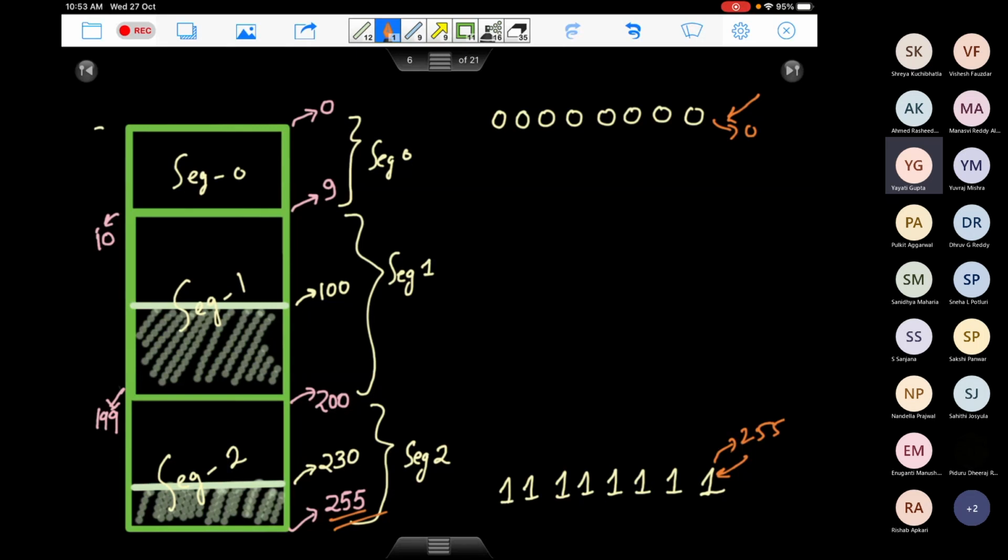And now we say that we are using the first 2 bits for the segment number, right? So these 2 bits are the segment number. In this particular case, it is going from segment 0 to segment 3, right? 0, 1, 2, 3. Segment 0 to segment 3. Although we don't have segment 3 here, so we'll see what is happening.